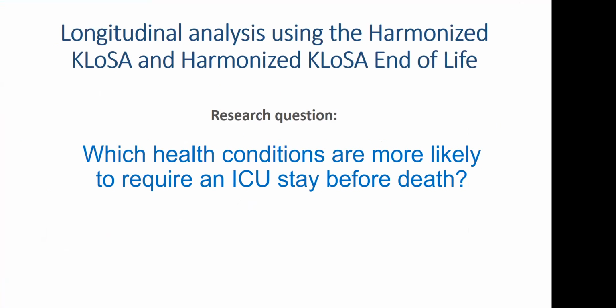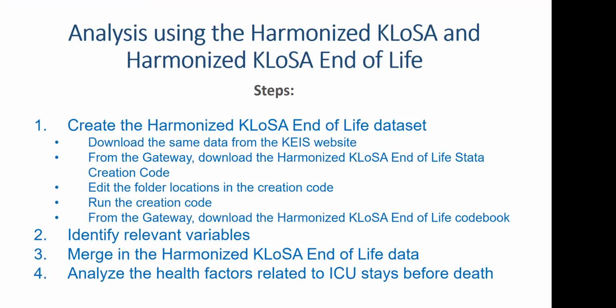So now we're going to move on to our longitudinal analysis featuring the Harmonized KLOSA and Harmonized KLOSA end of life. And our research question will ask which health conditions are more likely to require an ICU stay before death. So we're going to go through the same steps as before, but this time creating the Harmonized KLOSA end-of-life dataset. You need the same data from KEIS that was required to create the core Harmonized KLOSA, and you'll need to have already created the core Harmonized KLOSA.